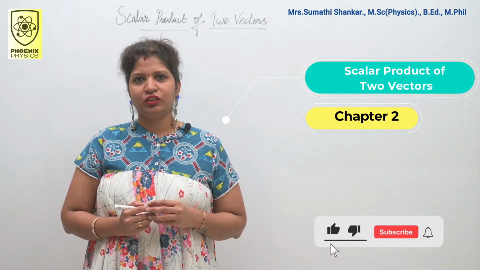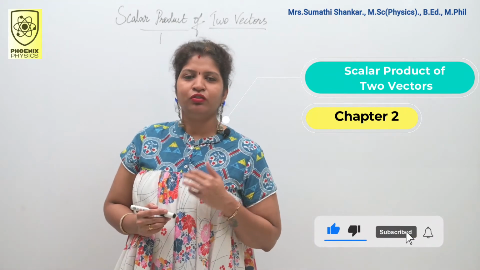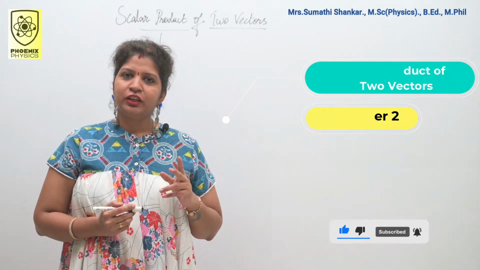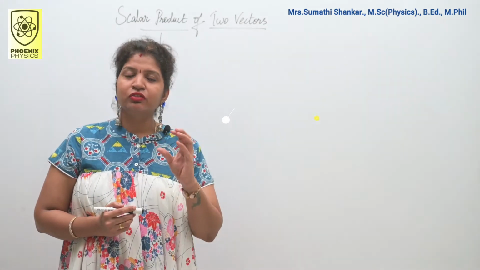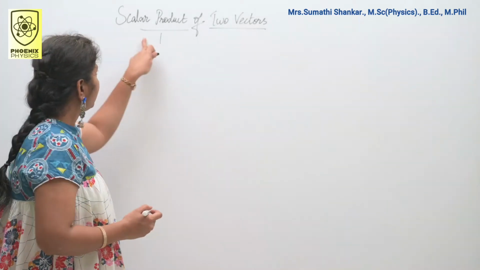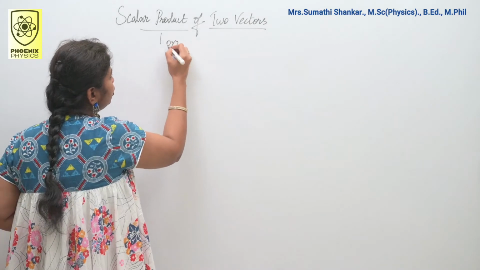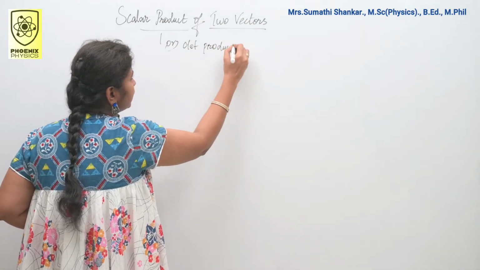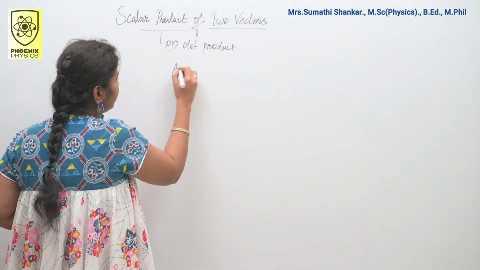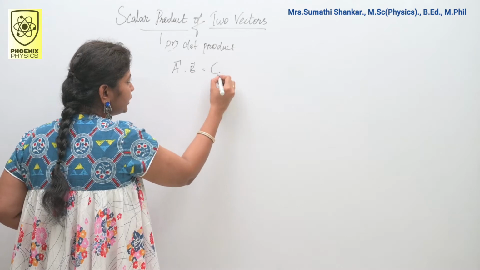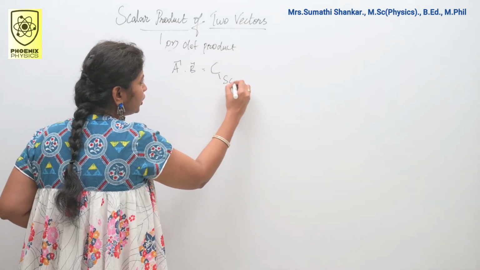Today we are going to learn the scalar product of two vectors. You know that when the multiplication of two vectors gives a scalar quantity, it is said to be a scalar product or dot product. It is denoted by A dot B is equal to C. Here C is a scalar quantity.